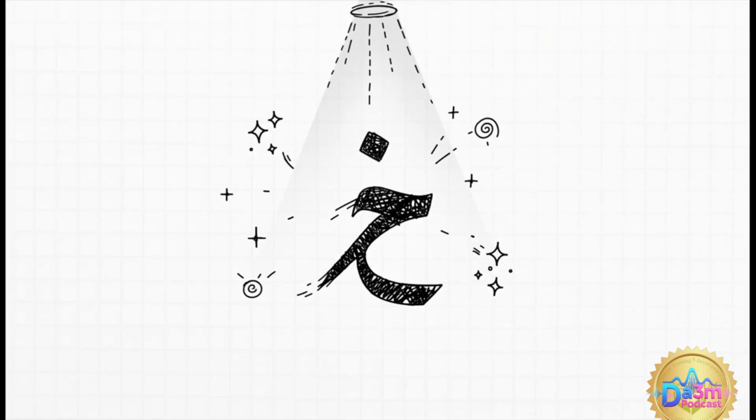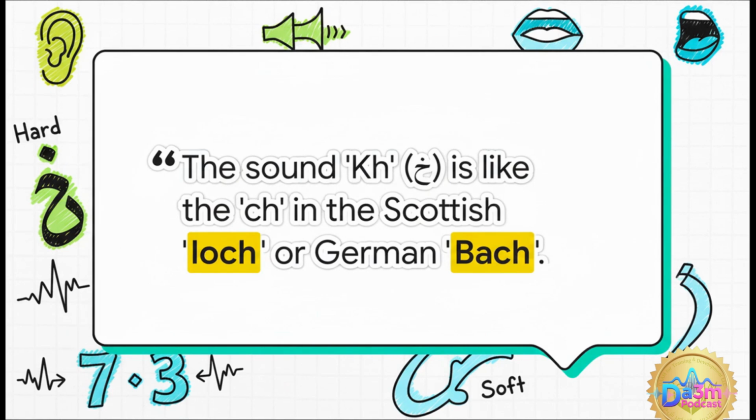Now let's tackle our first brand new sound from this group. This is the letter kha, and it makes a sound we call kha. Don't worry, there's a fantastic trick for this one. And here's the absolute best way to get it. Think of that kind of scraping sound you hear in the back of your throat in the Scottish word loch. It's not a K and it's not an H. It's that scratchy sound right in between. Kh, kha. Go on, give it a try.